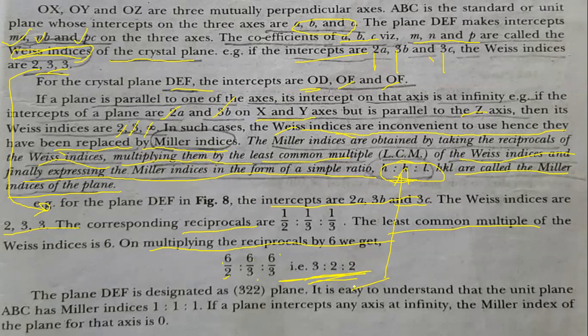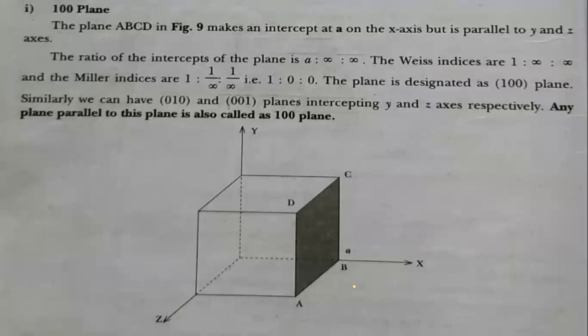If a plane intercepts any axis at infinity, the Miller index of the plane for that axis would be 0. Now see, if you have a 1 0 0 plane, in that case which plane is there? The plane ABCD is there, as you see in the diagram.